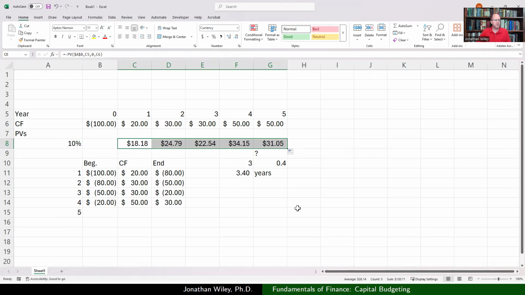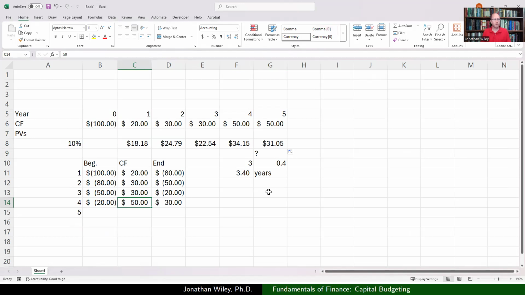And basically what we would do is follow the same kind of approach as we did for calculating payback, but instead of actually using the cash flows in this column, I would use the present values. So this first value would be 18.18, the second one would be 24.79, the third one would be 22.54, and so forth, right? So I would do the same general approach as with payback, but instead of using the cash flows, I'm going to look at the present values instead.